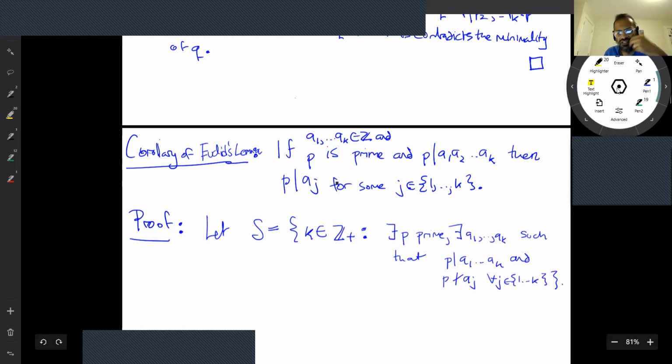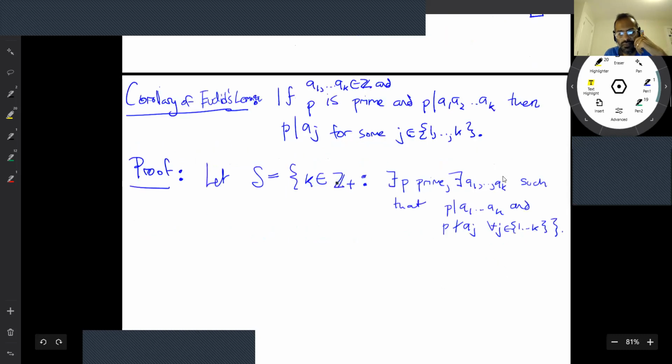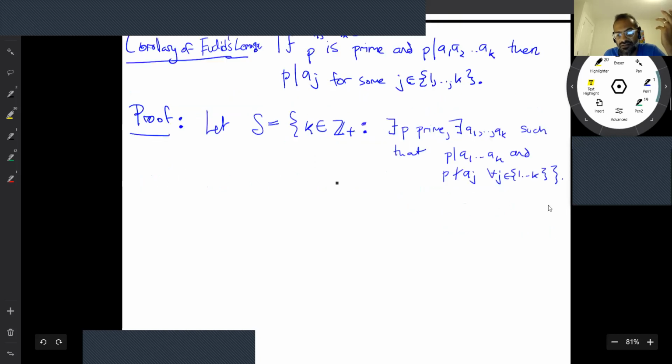Okay, so let's assume the statement is false. Assume there's a counterexample. The clever part here is that I'm going to look at the length of the product. I'm going to consider the set of lengths of products such that this is false. Assume for contradiction that the set is not empty. If the set is empty, then I'm done, right? Then there are no counterexamples to what I'm trying to prove. So assume for contradiction that S is not empty.